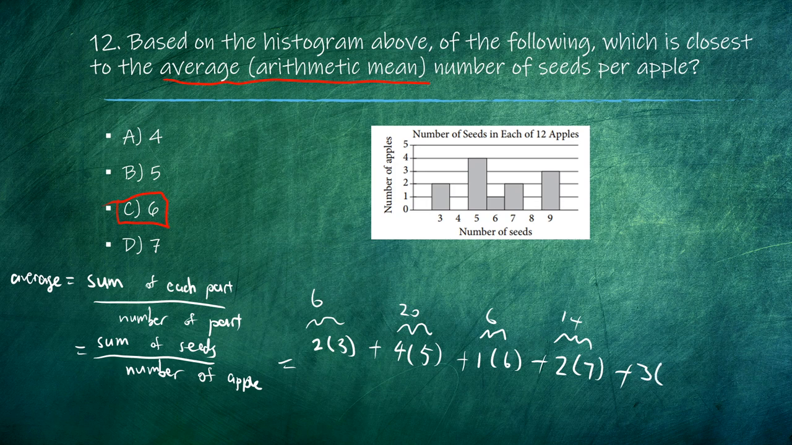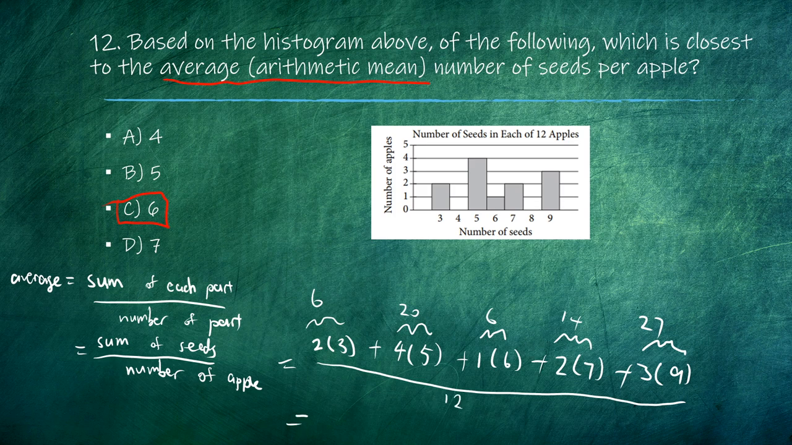So 3 apples with 9 seats, which gives us 27. And we are dividing the whole thing, remember, by the number of parts. In this case, the number of apples, which is 12. So we are dividing this by 12.